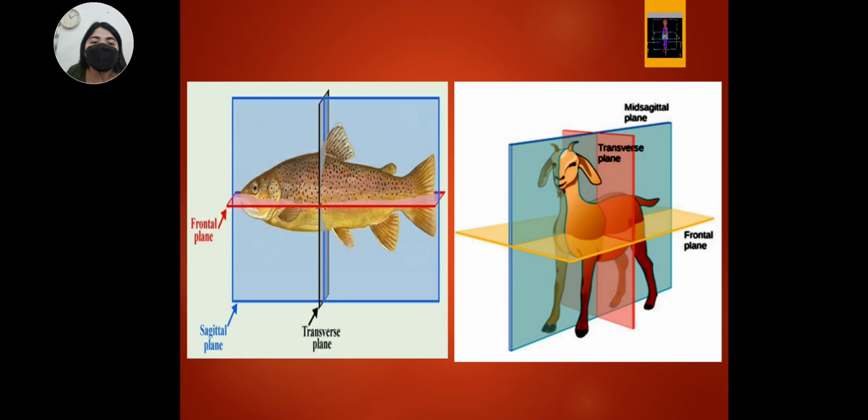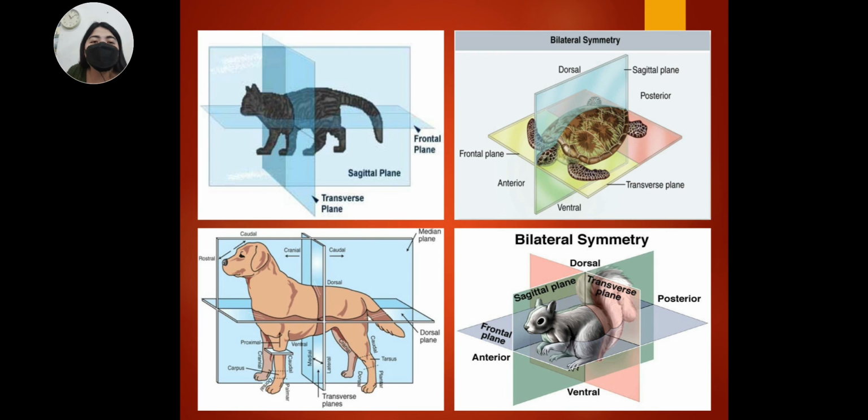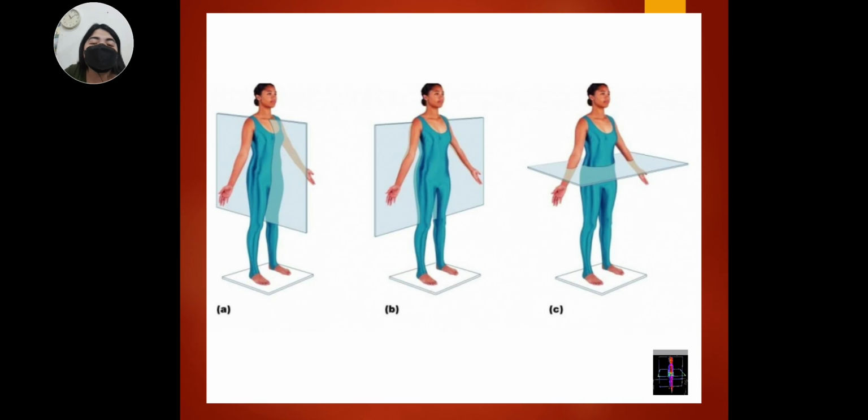Okay, further examples and illustrations. You can see them in the animals too. How can you divide the human body into the transverse, the coronal, and the sagittal? It's just like that.